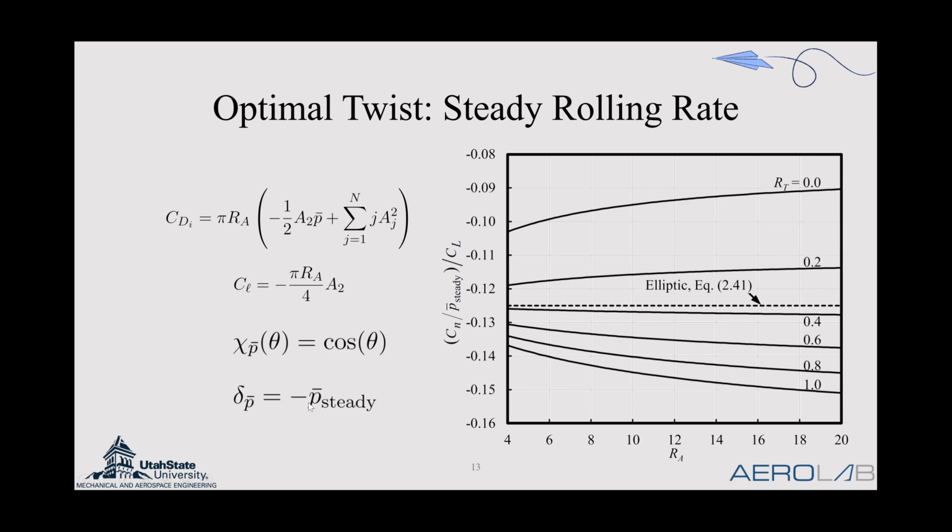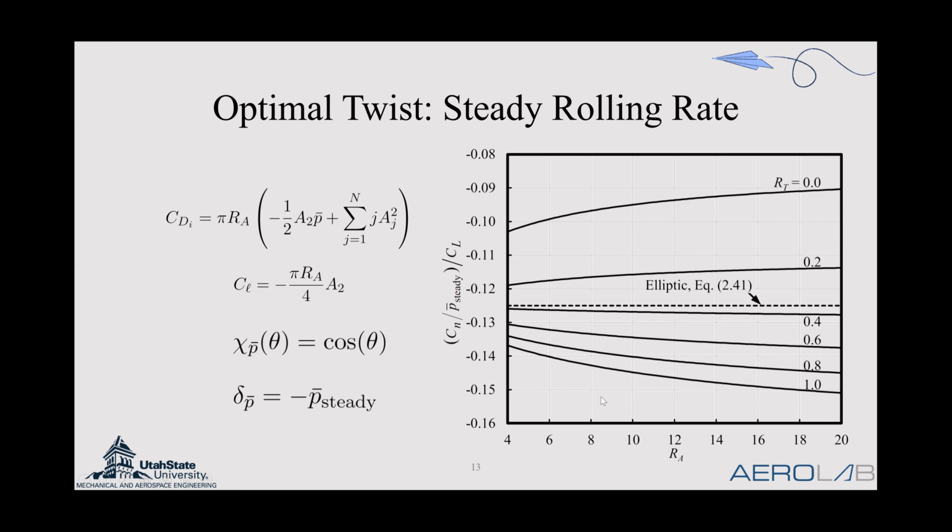But then we just do it in the opposite direction of our rolling rate. What this means is, regardless of wing planform, the anti-symmetric twist to minimize induced drag during steady rolling rate is going to be a linear change in twist. It doesn't matter what planform you are, that's what it's going to be. And because of that, I haven't plotted what those look like.